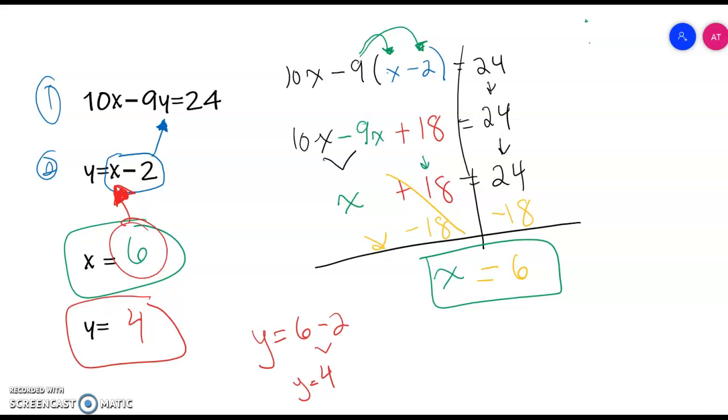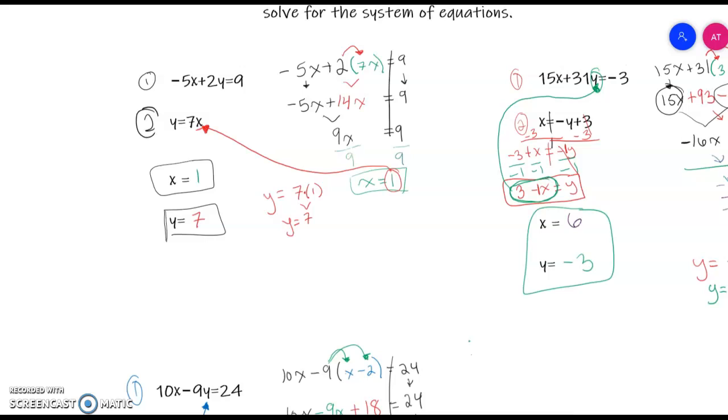All right, same thing with the other one. It's going to intercept at 1, 7. The other equation, 6, negative 3, if you graphed them.